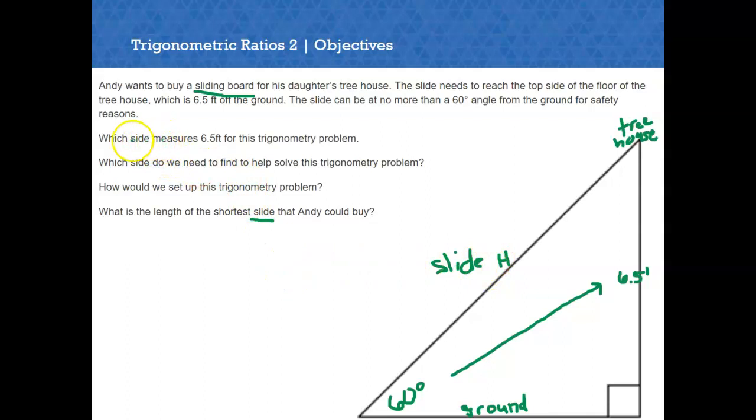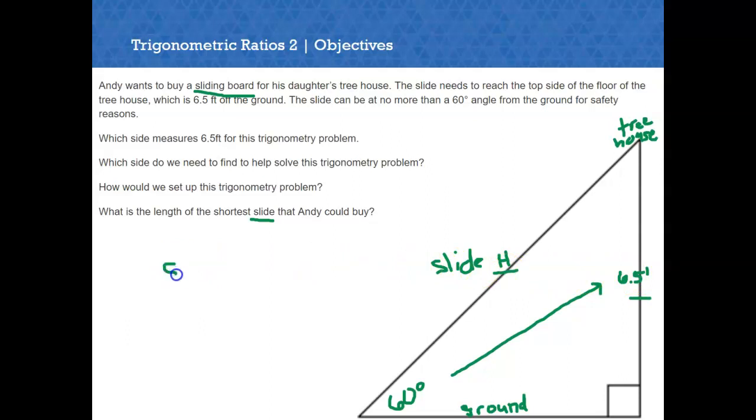So I've labeled my sides as 6.5 being the opposite. And then I need to find the slide, which is the hypotenuse. And now I'm ready to set up this trigonometry problem. So I see that I'm going to use sine because I know the opposite and the hypotenuse.